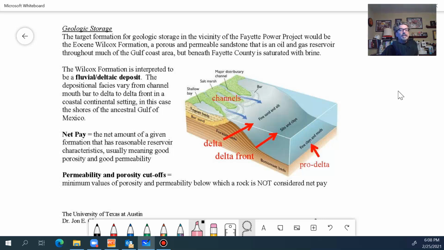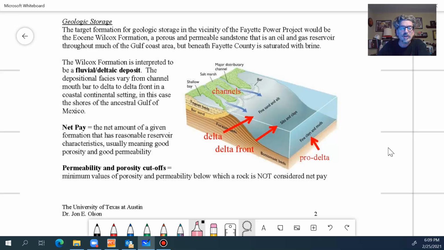Now, the thing that's a little bit different, which we haven't talked about in class that much, and this is why I wanted to give you some guidance, is we need to do some geologic analysis to figure out where we're going to put this and how much room there is for us to put this in the subsurface. And so we're going to target a formation that's close to the Fayette County Power Project, and it's the Eocene-Wilcox Formation, which is an oil and gas formation actually in some places in Texas and the Gulf Coast.